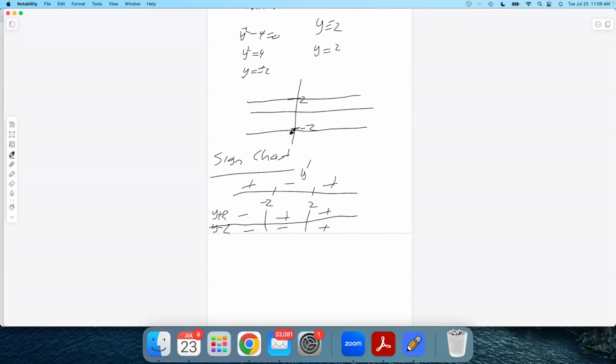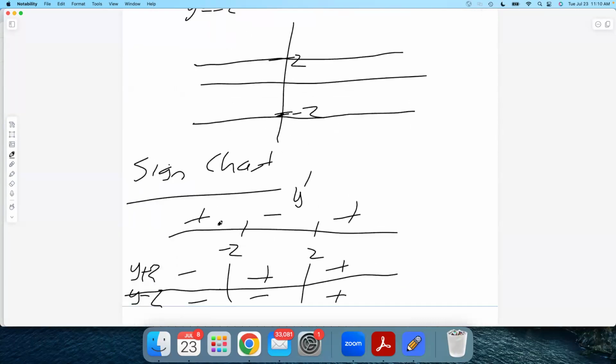So back here below, remember, we're thinking vertically now. This is weird compared to what you did in Calc 2 or Calc 1. We're looking vertically. All of my slopes down here below -2 are positive. So if I just sketch in some of those slopes, in this region between -2 and 2, all my slopes are negative.